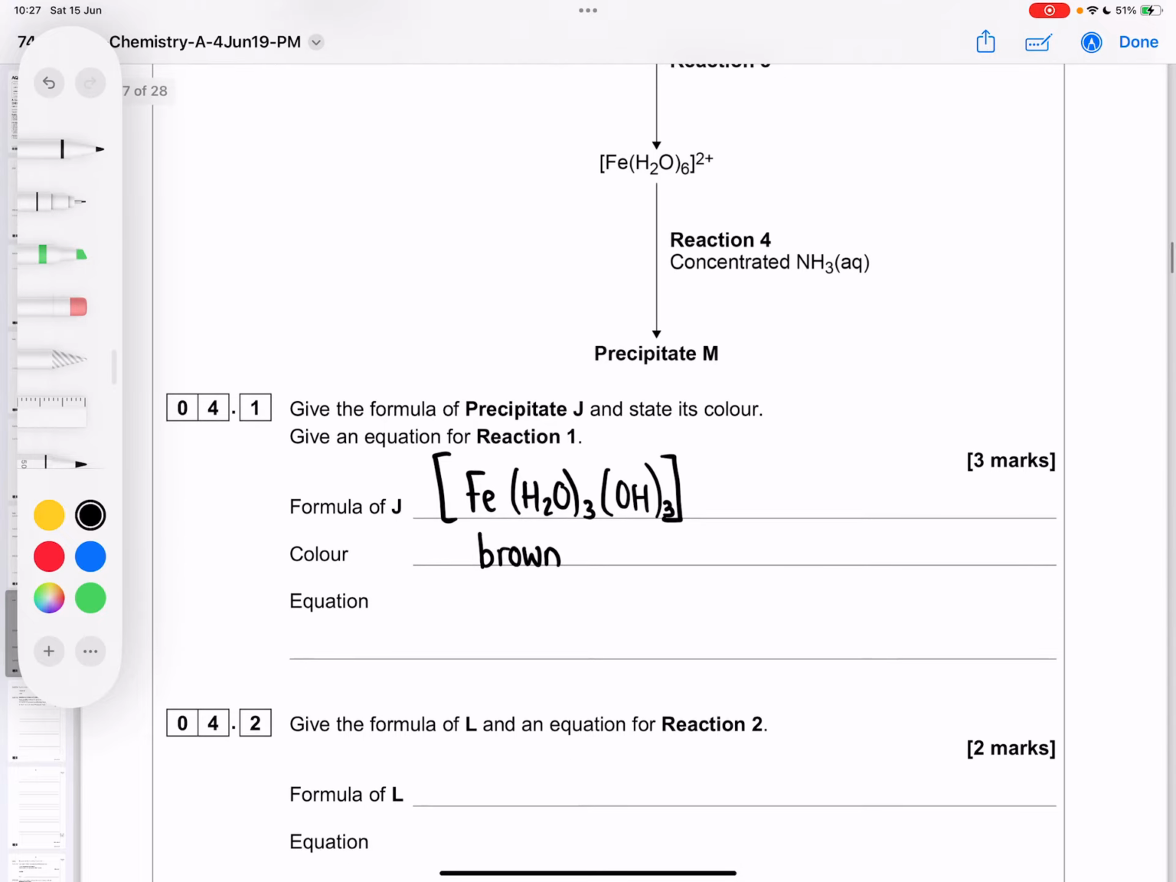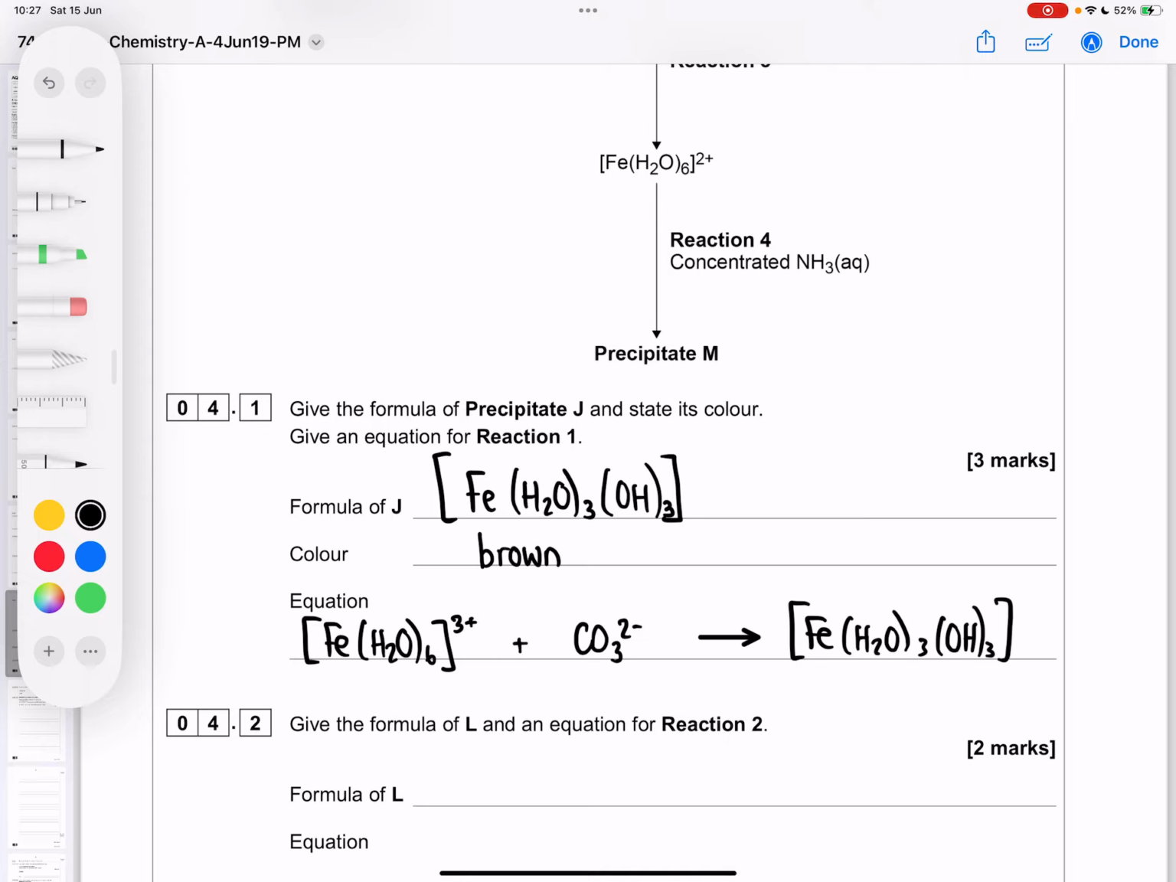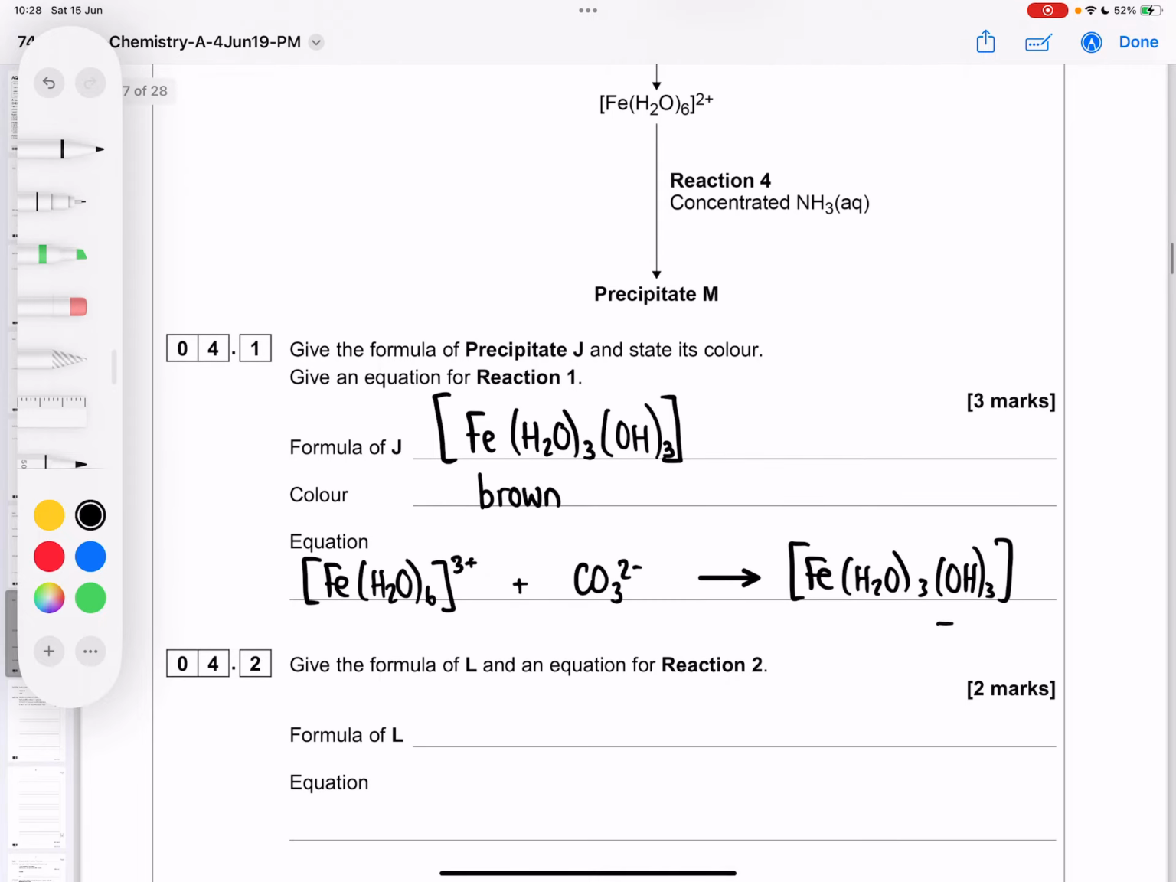So our equation would start at the hexa-aqua complex. And we're reacting it with carbonate ions, and we know we're forming the iron 3 hydroxide precipitate, and then we'll need to look at the other products. Because it's acting as an acid, it's going to form water and carbon dioxide. I'm just going to give myself a tiny bit more space to put balancing numbers in. And now I need to balance.